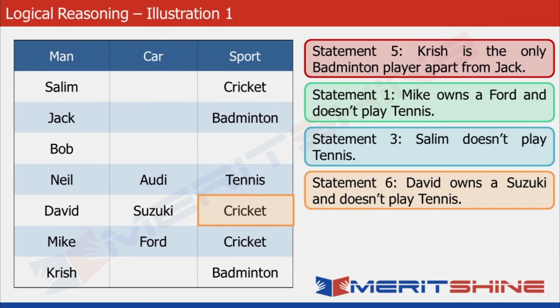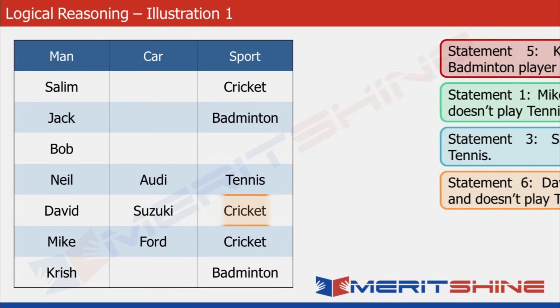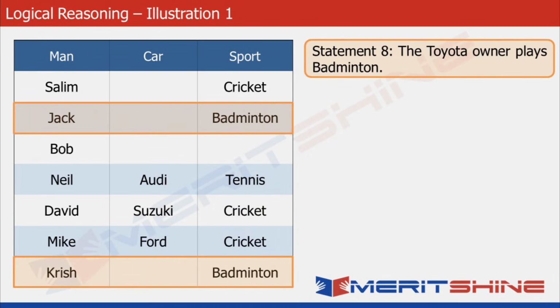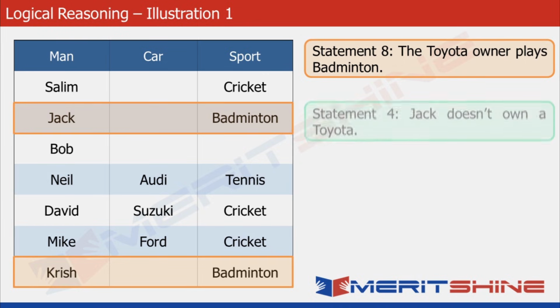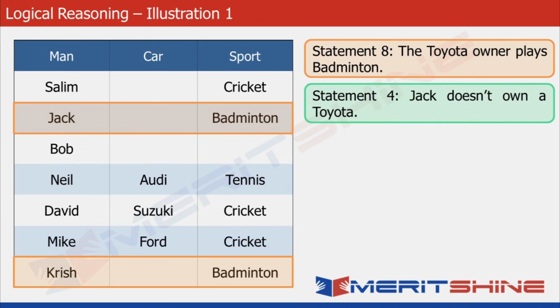Moving forward, let's look at statement 8, which reads that the Toyota owner plays badminton. Now look at the 2 highlighted rows, the one with Jack and the other with Krish. One of these 2 has to be filled with Toyota. But if we look at statement 4, we can see that Jack is not the one who owns a Toyota, which means that Krish must be the Toyota owner. And so we put Toyota in the cell next to Krish. Let's move forward.